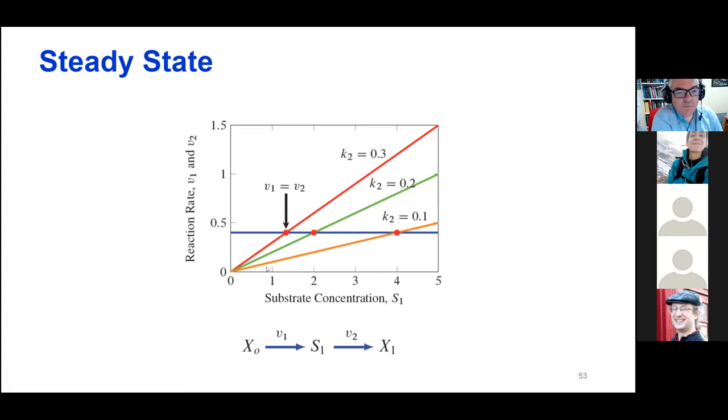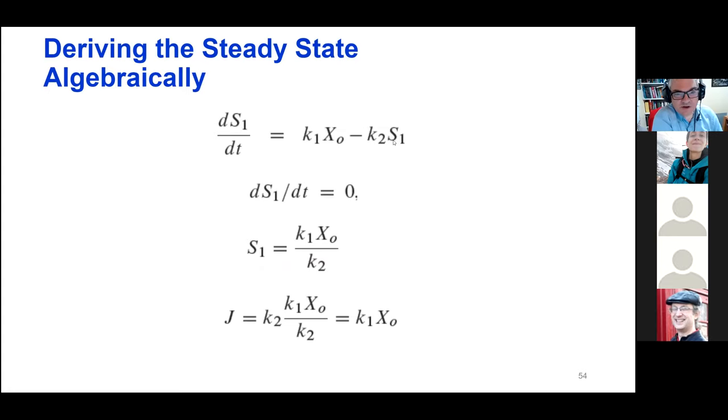If we go back and look at this equation, this piece here is V1 and this piece here is V2. Ah, okay, I see now. So when they're equal, the left-hand side has got to be zero, and that's the definition of steady state. All right, so it makes sense. Thank you. No problem. Glad you asked the question.